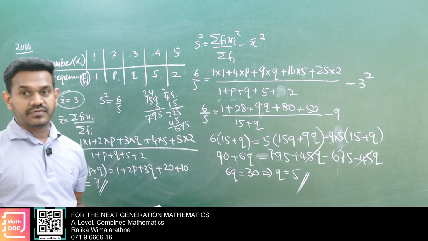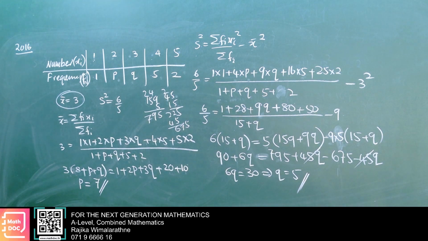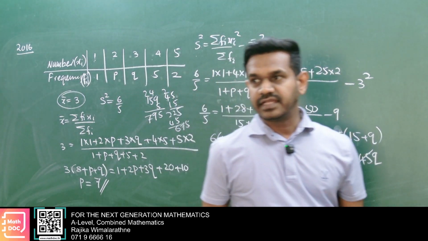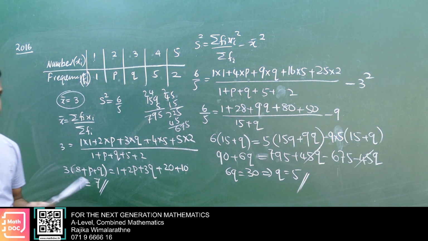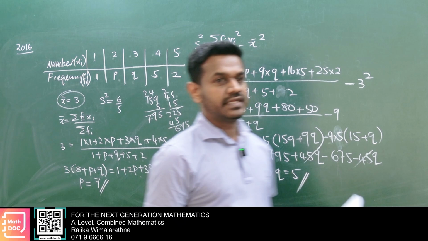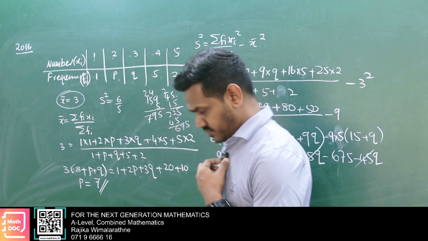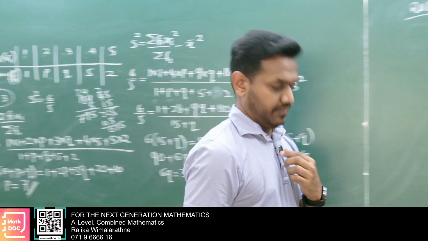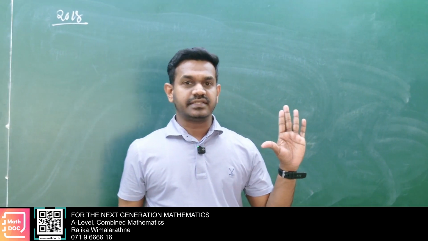Find the values of P and Q. Consider the general formula and find the unknowns, that's it. Then go to the 2018 second question.